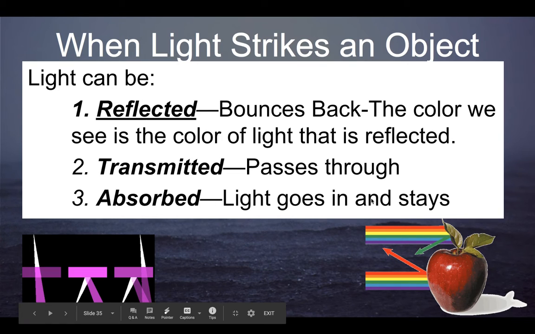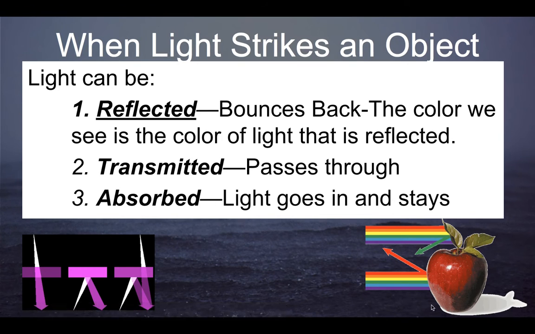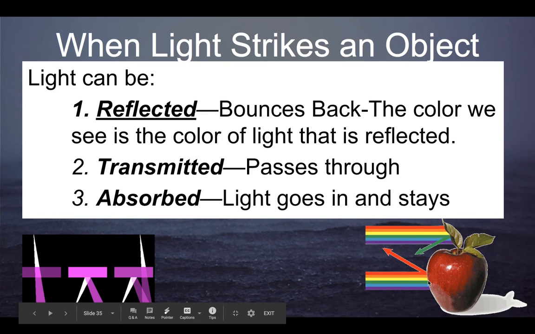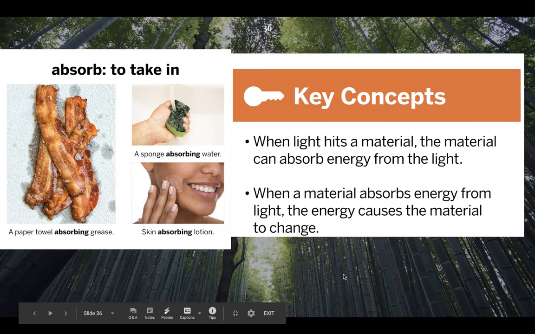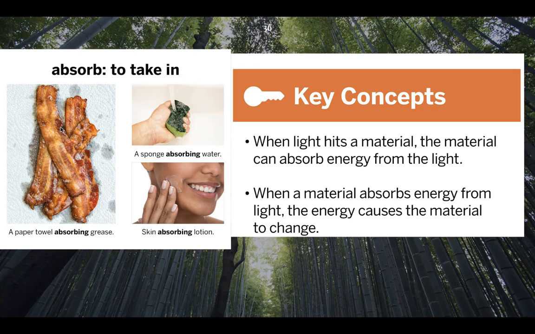Absorbed means light goes in and stays. So the rest of the colors of the rainbow here, besides red, are going into the red apple and staying there. Absorb is what we're going to focus on today. A lot of you have heard it like this: the paper towel is absorbing the grease from the bacon. The sponge is absorbing water. Skin absorbs lotion. When light hits material, the material can absorb energy from the light. When a material absorbs energy from the light, the energy causes the material to change.